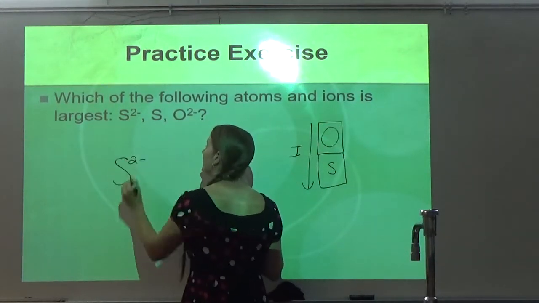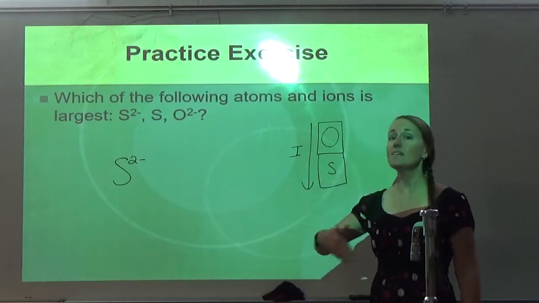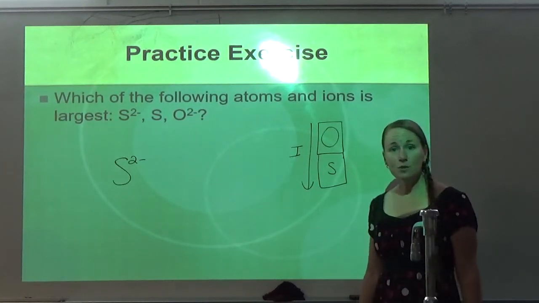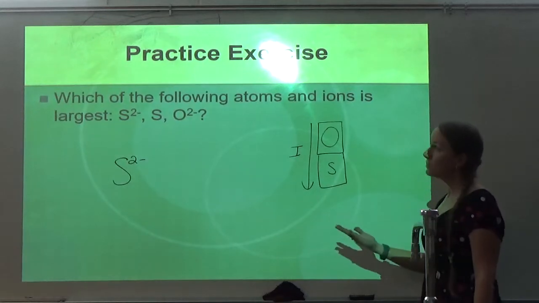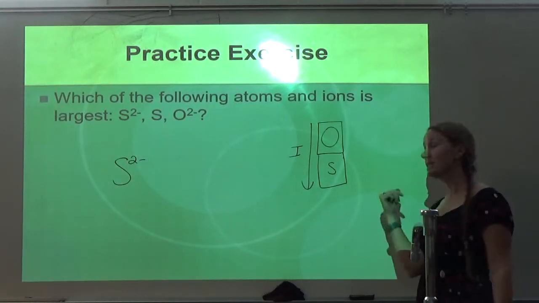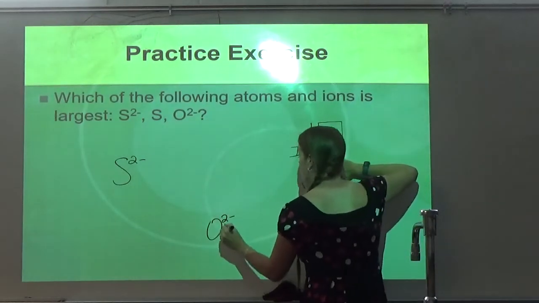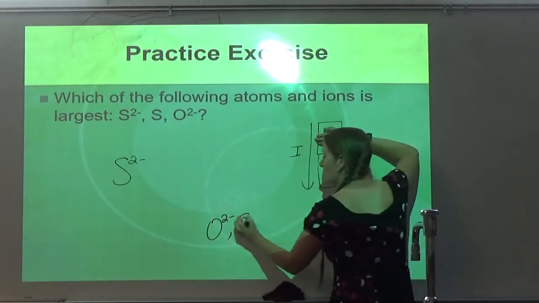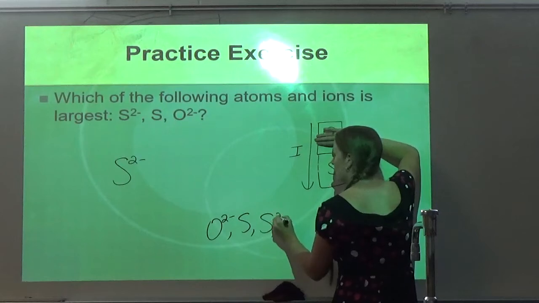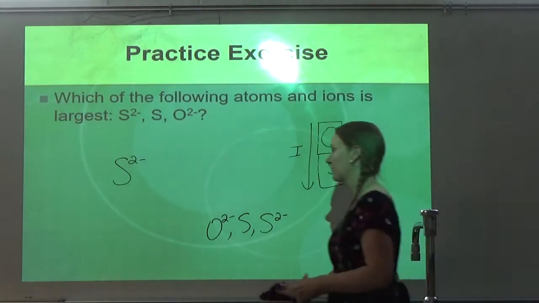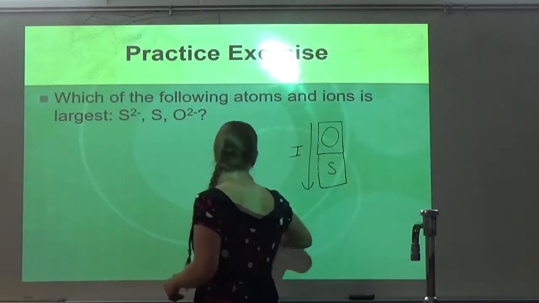Well, remember, once it gains electrons, it becomes even larger. An anion is larger than the parent atom. So S negative 2 would be the largest. But if you were going to put them all in order of increasing, oxygen would be the lowest because it has 1 less energy level. Then sulfur, the neutral atom, and then sulfur with the negative 2 charge. That would be order of increasing down here. All right, so hopefully you got that one right.